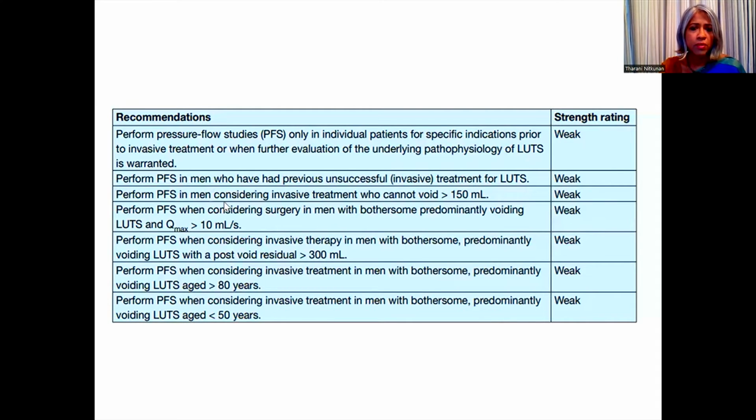How about for those men who you're considering invasive treatment but cannot void 150 mils? Yes, this urodynamics may give further information, but again, that strength rating is weak. And in all of these scenarios, those in men where the Qmax is greater than 10 mils per second, a post-void residual of 300 mils, and then both extremes of age over 80 and less than 50, pressure flow studies or urodynamics can be done, but the evidence for doing this is weak.